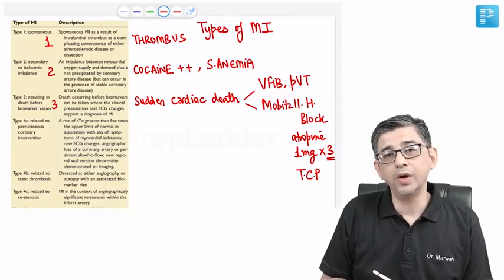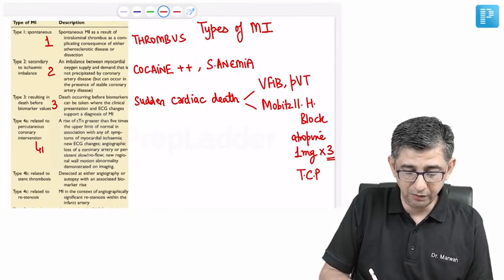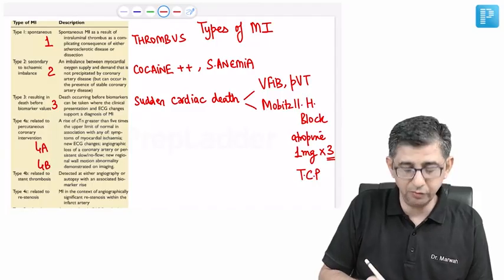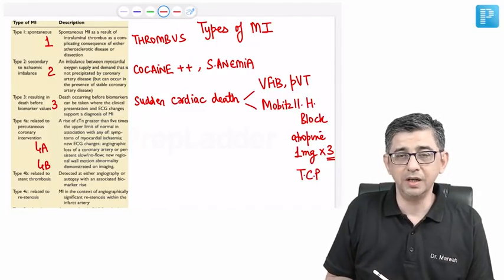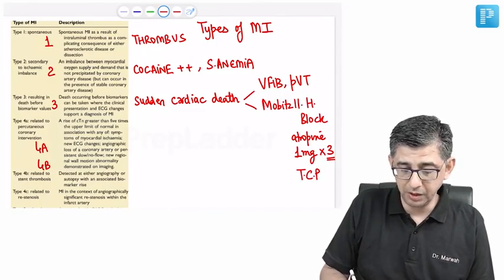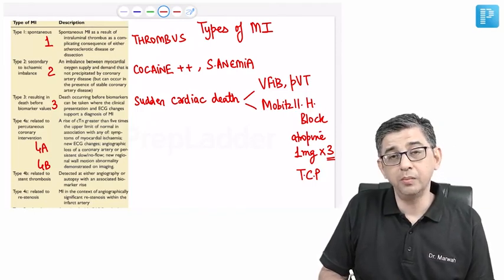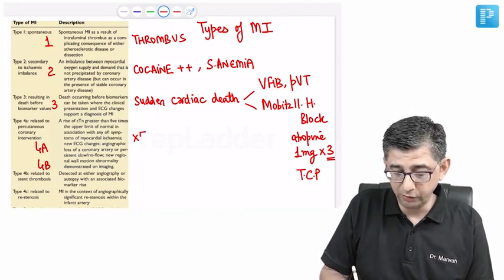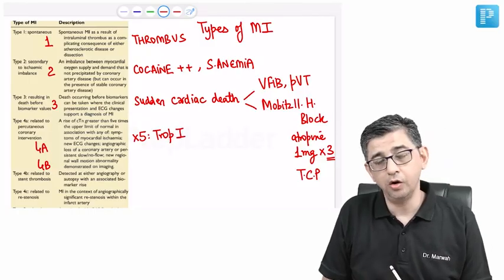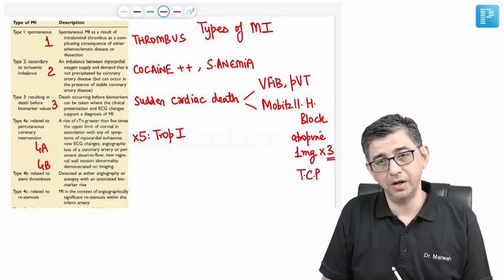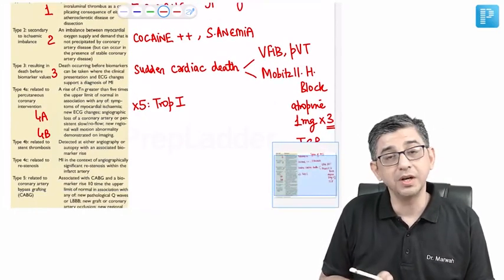Then we have type 4A myocardial infarction. So we are having two subsets here, 4A and 4B. First of all, I'll mention the MCQ information here that for type 4A myocardial infarction, the values of troponin I could be jumping up by as much as 5 times the normal upper reference limit. So that's an MCQ statement.